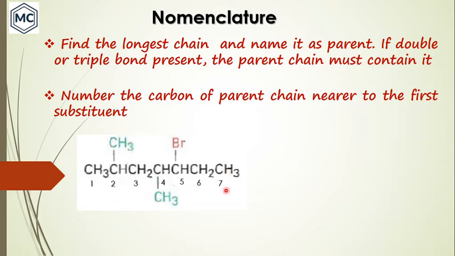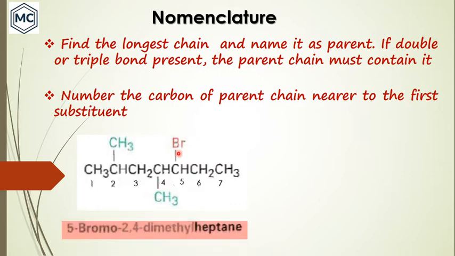So what is the name of this compound? First decide which is the parent chain, this is the parent chain, then number it, then find out the substituents, then you have to name the substituents. The order of naming should be based on alphabetical order. So this is actually 5-bromo-2,4-dimethylheptane. Okay, next one.